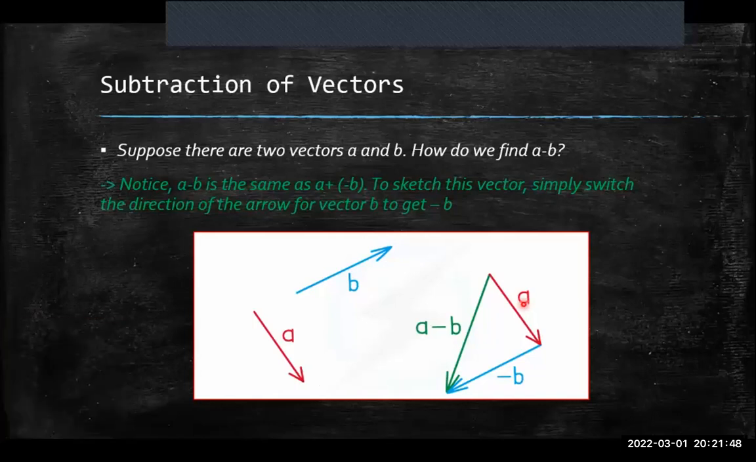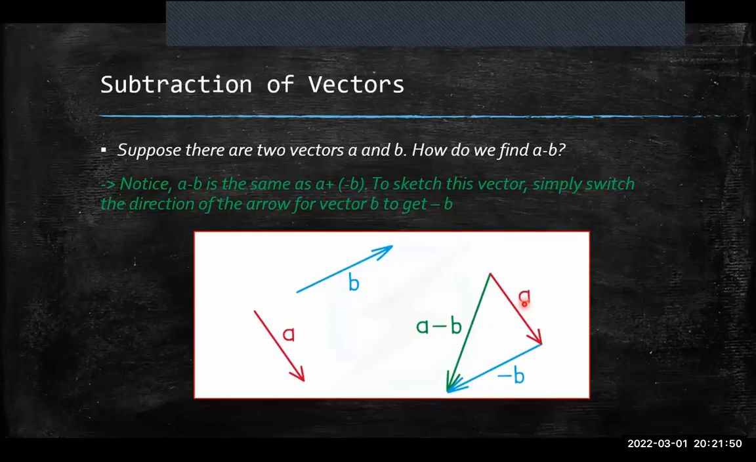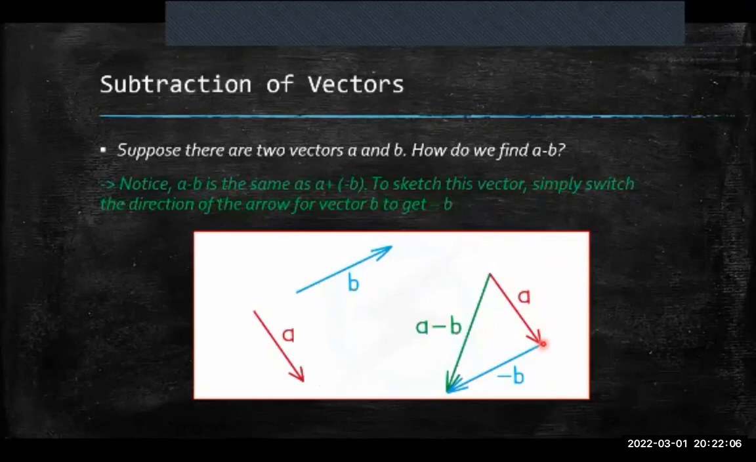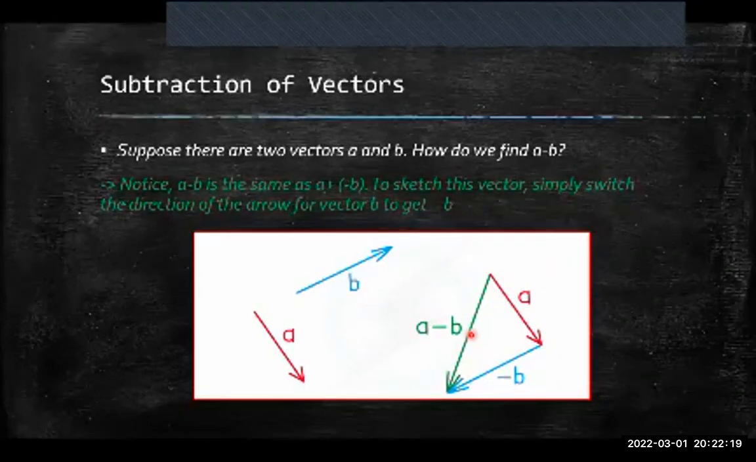So then you do the same thing you were doing just now. Remember tip to tail, or you might see head to tail. Same thing. So I start off with A. So starting at the point A, I put my vector A. Then starting from here, I put my vector minus B. From starting point to end point, you get A minus B. Very straightforward. I'm moving on, right?